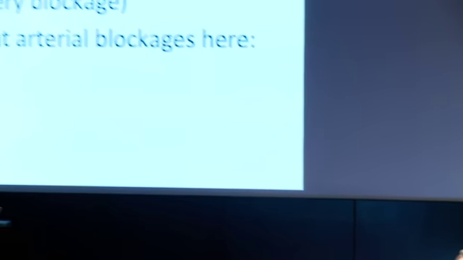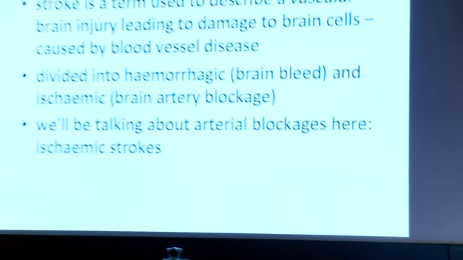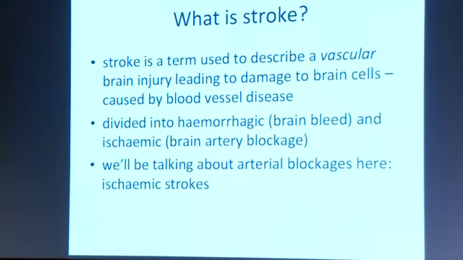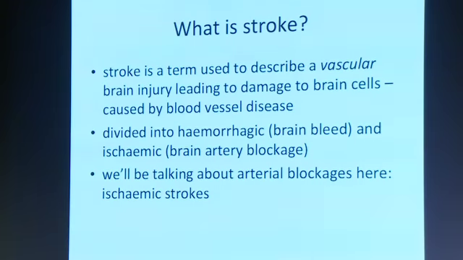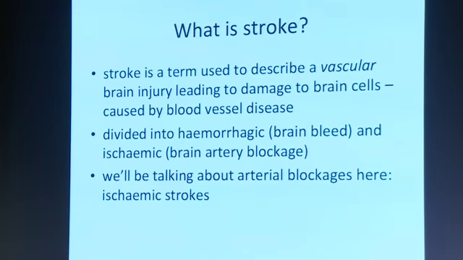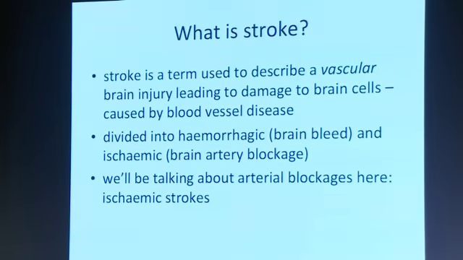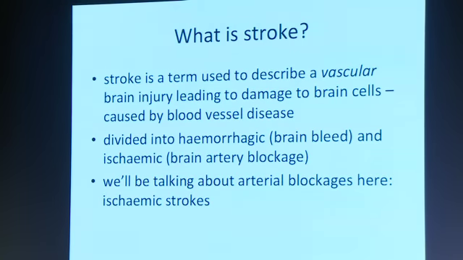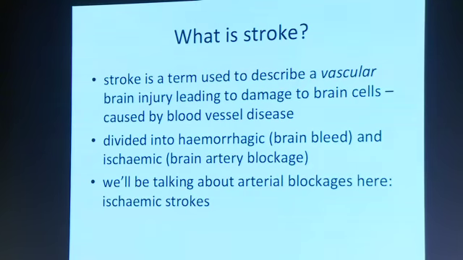When I'm talking about stroke, what am I talking about tonight? Stroke's a term that we as neurologists use to describe a vascular brain injury, an injury to the brain that is caused by vascular damage, whether that's the blood vessels in the brain being blocked or whether they're bleeding. So I'm talking about blood vessel disease. We divide it into these two causes, brain bleeds and brain artery blockages, because they've got different causes.